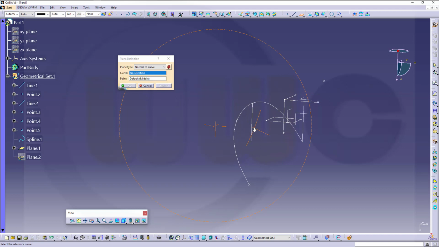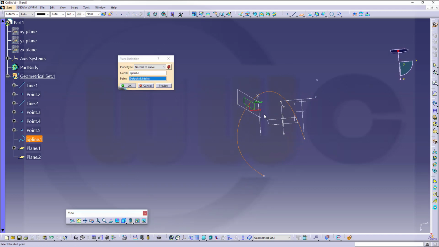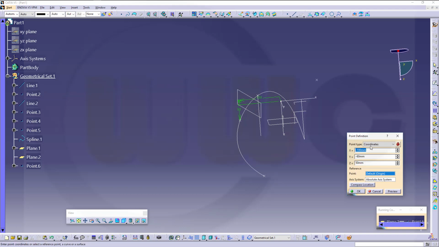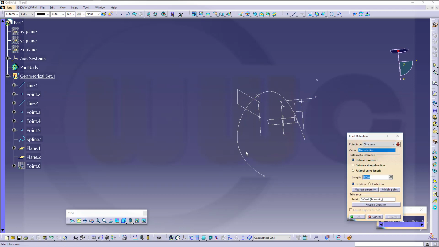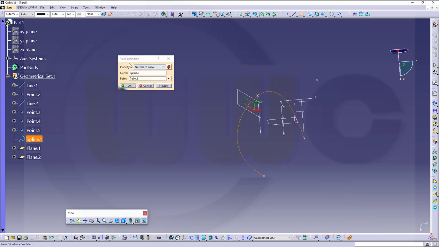normal to curve, so I select that spline, for example, and don't get irritated by that move. That means only that you can move the symbol of the plane, not the plane itself. So the default position on that curve would be the middle, but you could, as in NX, create a different point on the fly. Let's go for on curve, select that curve, and distance on curve 0 would be at the beginning of that curve, and you could go for a ratio, 0.5 would be the middle. If you go for 1, it would be at the end of that curve. Yeah, so let's go for middle point and confirm, and now you can confirm your plane.